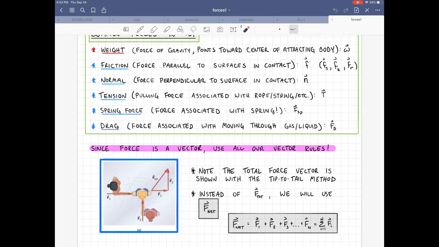Typically with forces, rather than talking about resultant or total, what we're going to use instead is net. So net just means total or resulting. If you've got multiple forces acting on an object, the net force is just the sum of all the individual forces. And if you want to use shortened notation, you can use the summation symbol to designate that we're going to add up all of the vectors to get the net vector.